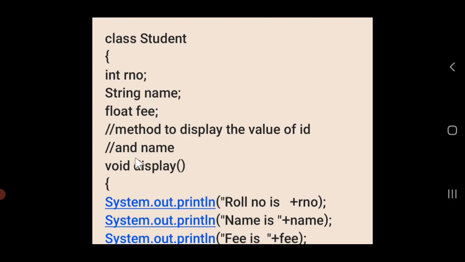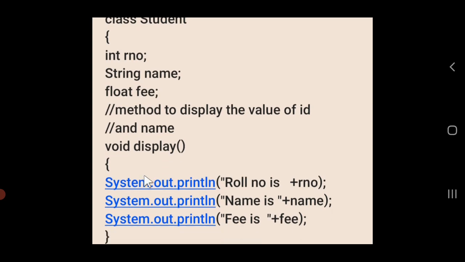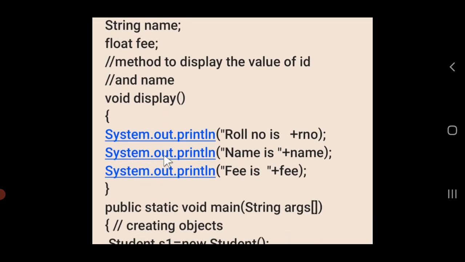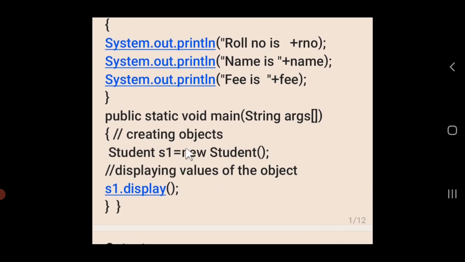Students, after this we have got a function display. The display function has got the printing of the entire data. Roll number is RNO, name is name, fee is fee. Students, after that in the main function we are creating the object. A single object is there. You can create as many as you want. So Student s1 equal to new Student. Then s1.display will display the data.